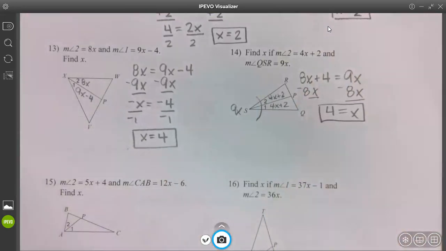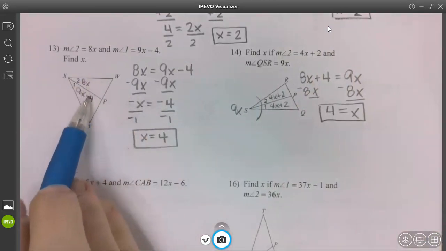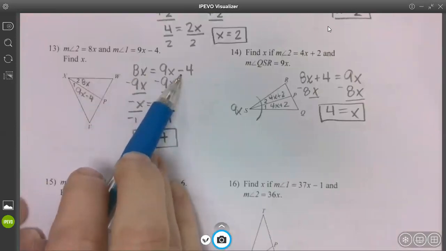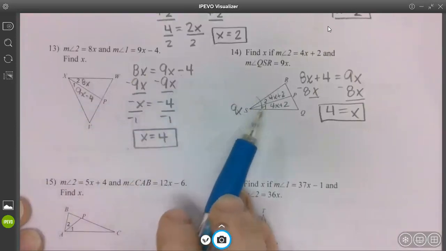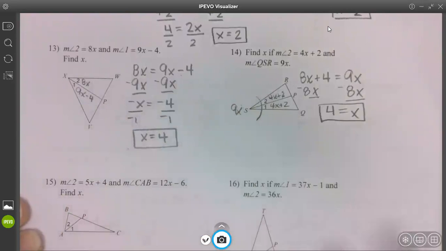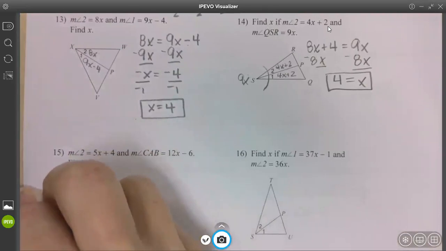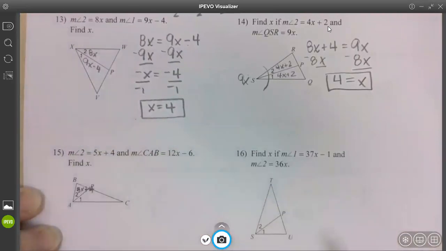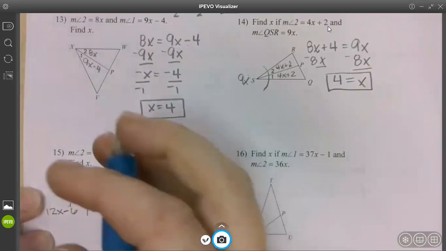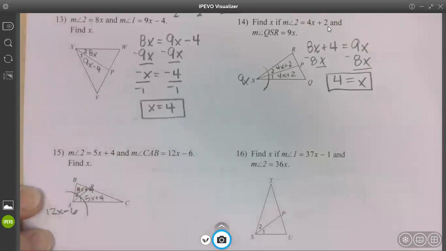So we've done this two ways. You're either setting angle 1 and angle 2 equal, like on this one. So if they only give you the two little angles, set them equal. If they give you the big angle, make sure that you add these two up. They're going to be the same. Add them up and then set it equal to the big angle. So on the next one, they give us the little angle 2 is 5x plus 4. And they give us the big angle is 12x minus 6. So when they give us the big angle, we want to make sure that we fill in the other little one with the same measure.